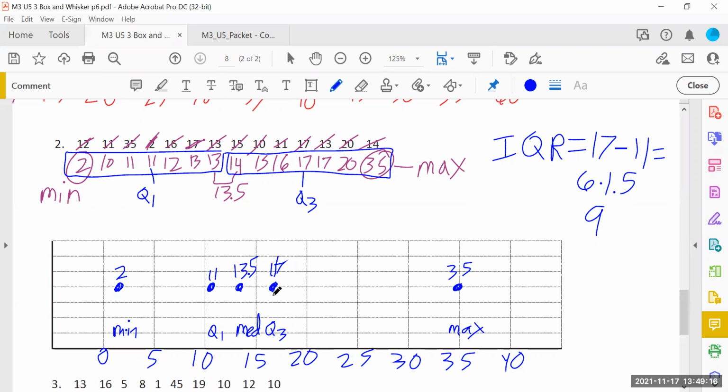So right here, this is my box. Around the middle 3. There's my box. Does that make sense to everybody? You're doing okay?